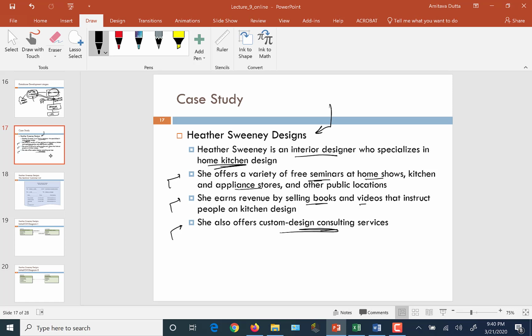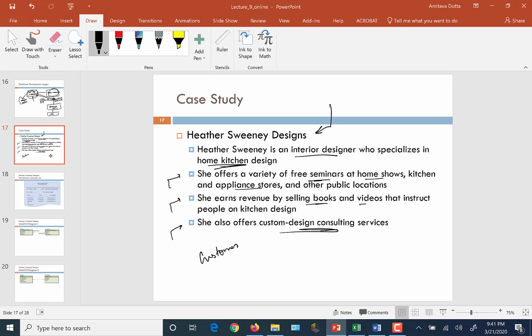What we try to extract from this initial description of the business before getting into further detail is what kinds of things might we want to store information about. In other words, what are the entities about which we might want to store information in the database. Now, again, this is not hard and fast, and it's an iterative process, you will see. But right off the bat, I can see that Heather Sweeney as a consultant will have customers. Okay.